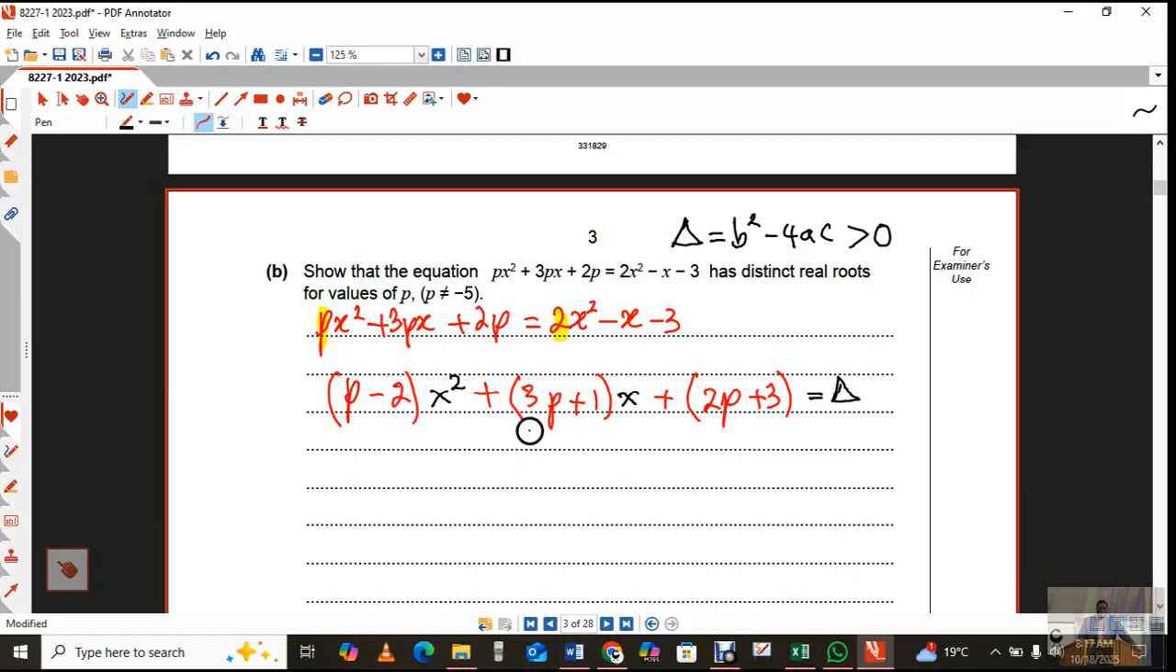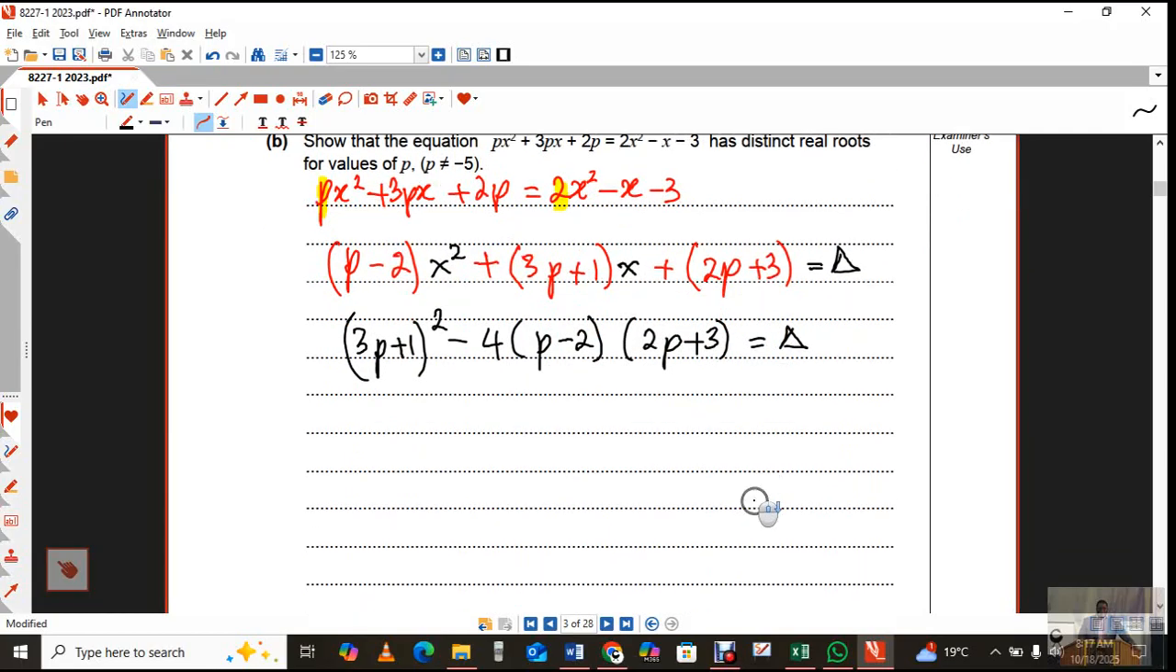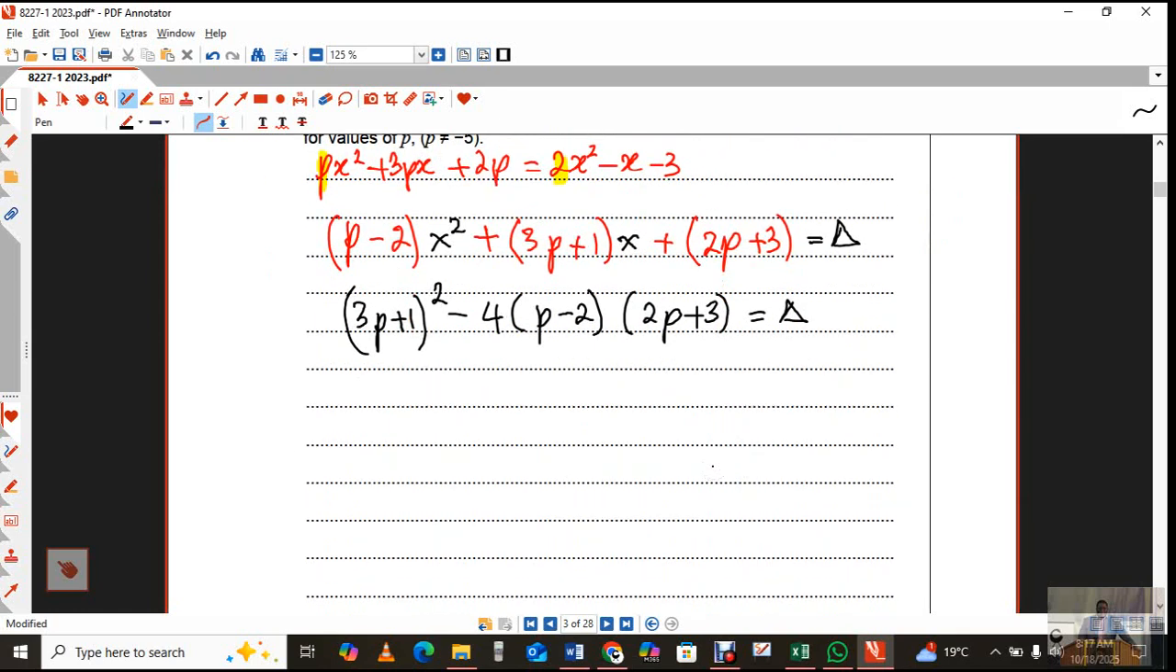Right, so it says take b squared, where b is 3p plus 1. We square that, minus 4 times the value of a, which is p minus 2, times the value of c, which is 2p plus 3. Okay, we're going to see what that is going to give us. So there's a little bit of manipulation here. So this is 9p squared. By this time, you should be very familiar with how to multiply binomials. That's what that's going to give you.